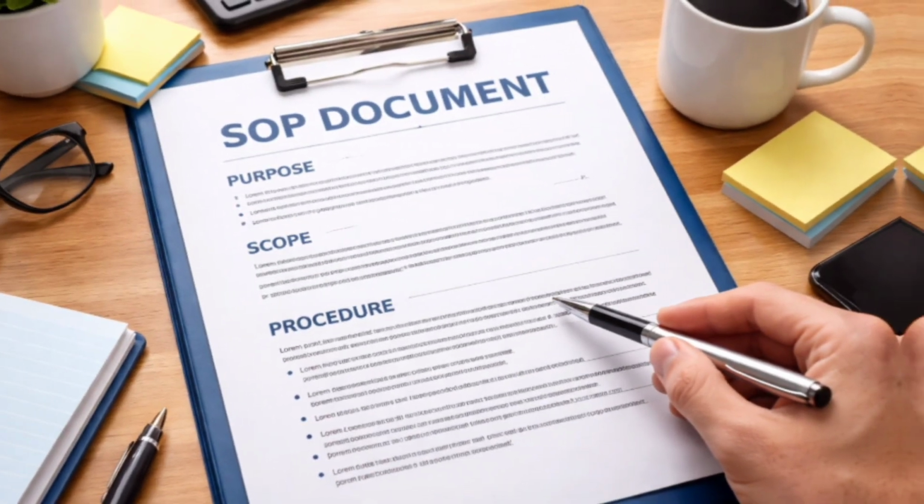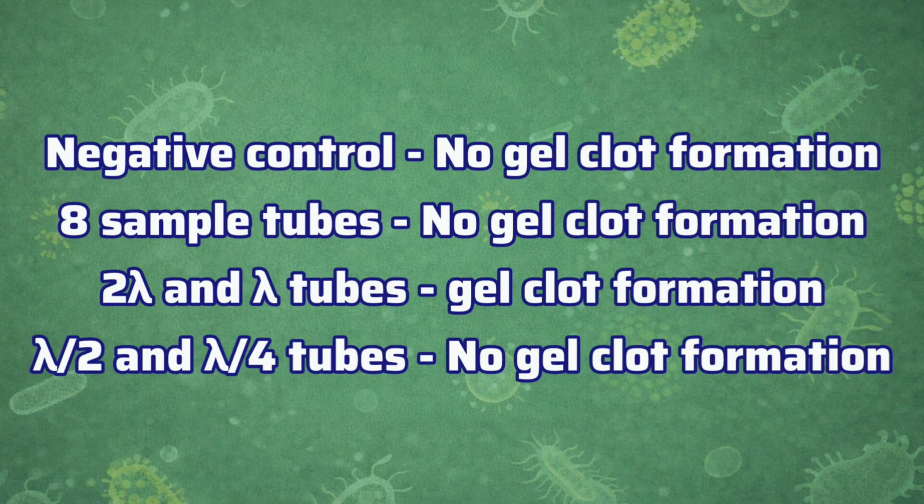This is a common setup. In some organizations, based on the SOP, they prepare a separate standard curve for lysate verification and they incubate water, positive control, etc. But this is the common setup. After the completion of incubation, all tubes are inverted to a 180 degree angle for result observation. The negative control and sample tubes should not show any clot. 2 lambda and lambda show a clot, and lambda by 2 and lambda by 4 show no gel clot formation.